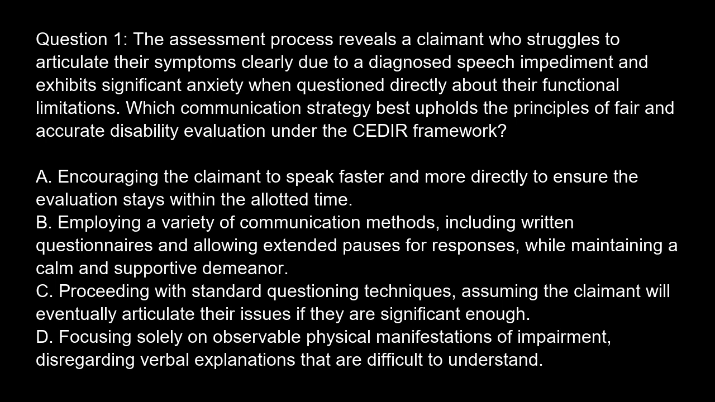Option A. Encouraging the claimant to speak faster and more directly to ensure the evaluation stays within the allotted time. Option B. Employing a variety of communication methods, including written questionnaires and allowing extended pauses for responses, while maintaining a calm and supportive demeanor. Option C. Proceeding with standard questioning techniques, assuming the claimant will eventually articulate their issues if they are significant enough. Option D. Focusing solely on observable physical manifestations of impairment, disregarding verbal explanations that are difficult to understand.